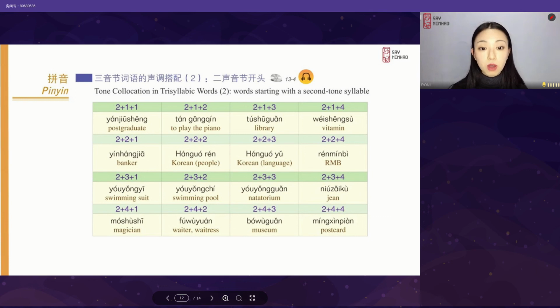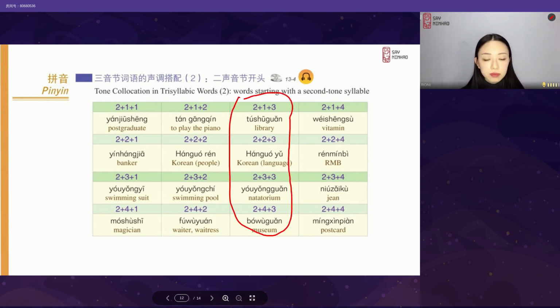Now let's move on to our tone collocation part in trisyllable words. Today, the words starting with a second tone syllable. For the second tone syllable, it is actually the same as the words that start with the first tone syllable. Still, we will separate them into two parts. What we need to pay attention to is just the third tone words. So let's see this line here.